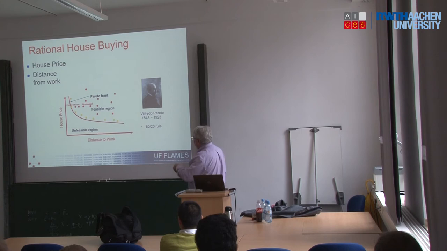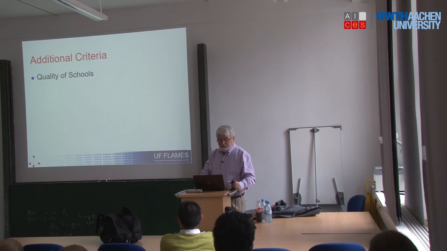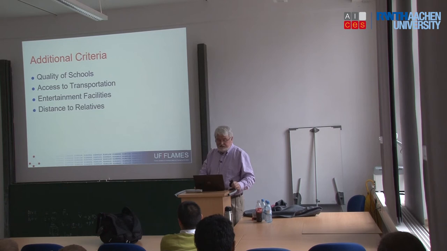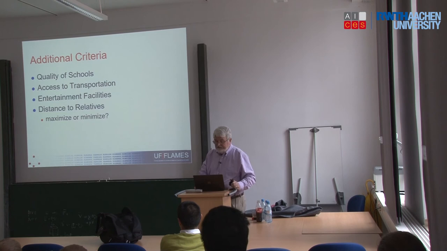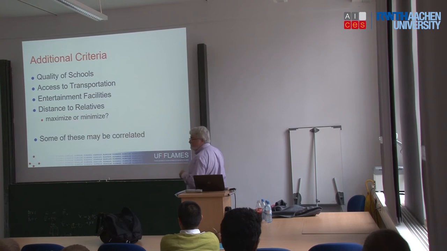But typically there's additional criteria, right? If you've got children, you might be interested in the quality of the schools, for example. Access to transportation, which is the one we mentioned. Entertainment facilities, you might want to be close to your favorite soccer club. Not too close, but you know. Or you might want to be close to a theater or whatever. Again, distance to relatives, you may want to maximize that or minimize that. It probably depends on the relative, okay? And some of these may be correlated, and that's something you can actually come out of the analysis. Typically, the quality of the schools is related to the price of the house, things like that.